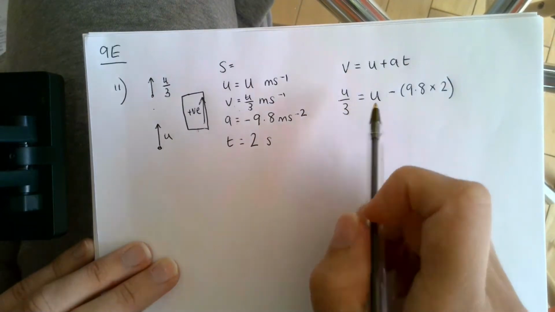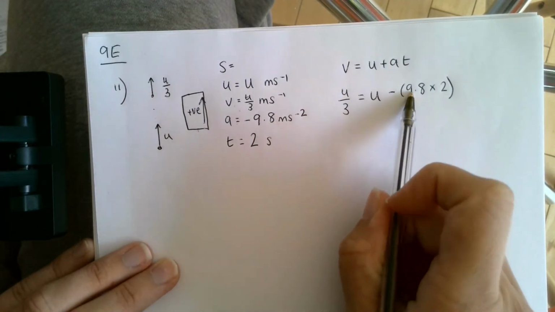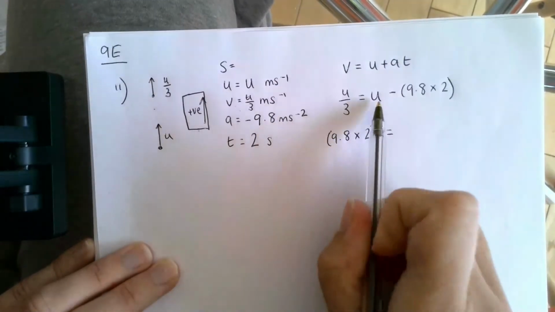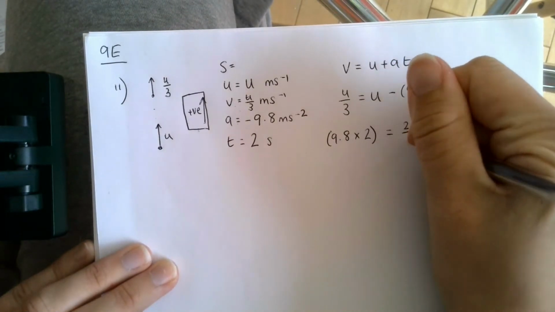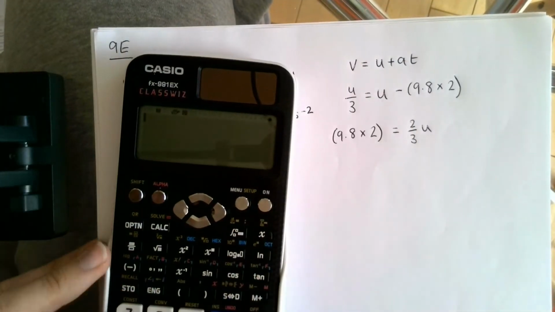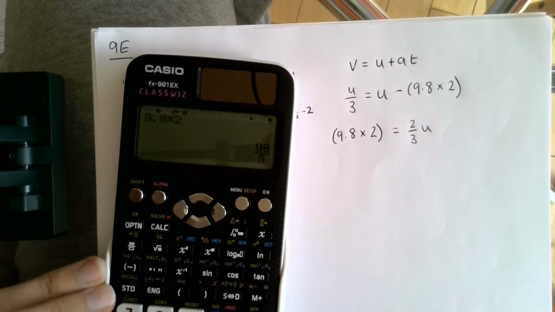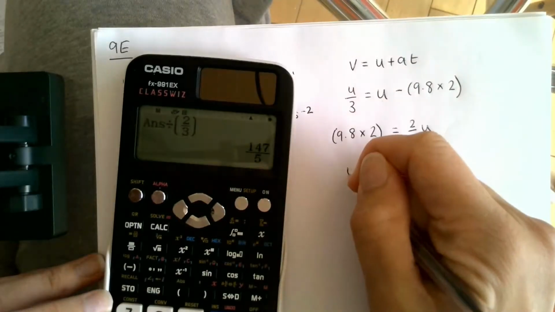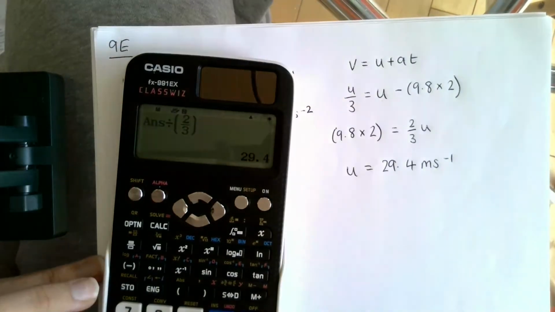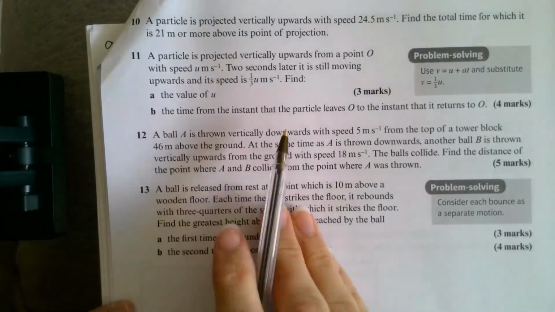I'm going to take u over 3 onto that side, so I get that 9.8 times 2 is equal to, well, u take away 1/3 of u is going to be 2/3 of u. And then I can divide this side by 2/3. Just to be clear exactly what I'm doing here, I'm going to do 9.8 multiplied by 2, and then I'm going to divide that by 2/3, to find my answer for u. So u is equal to 29.4 meters per second.